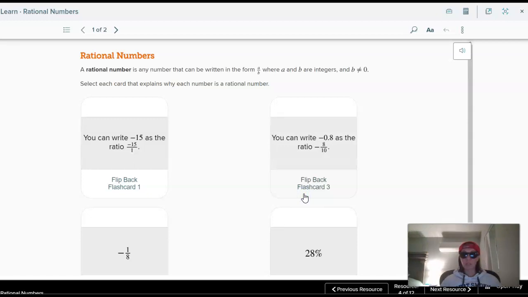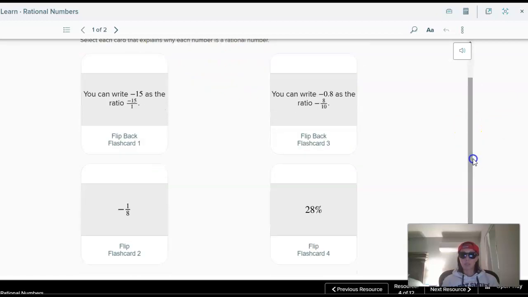Negative 0.8 is also a rational number because we could write that as negative 8 over 10. Negative 1/8 is already in this form, a over b. 28% is the same as 28 over 100, so since that can be written as a ratio of integers, that is also a rational number.